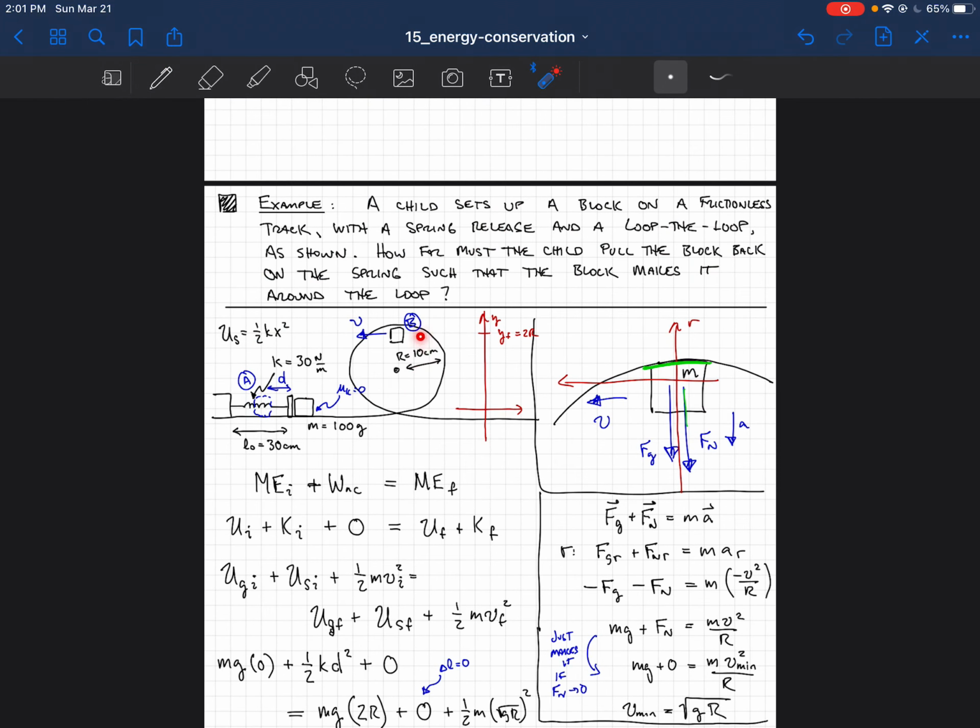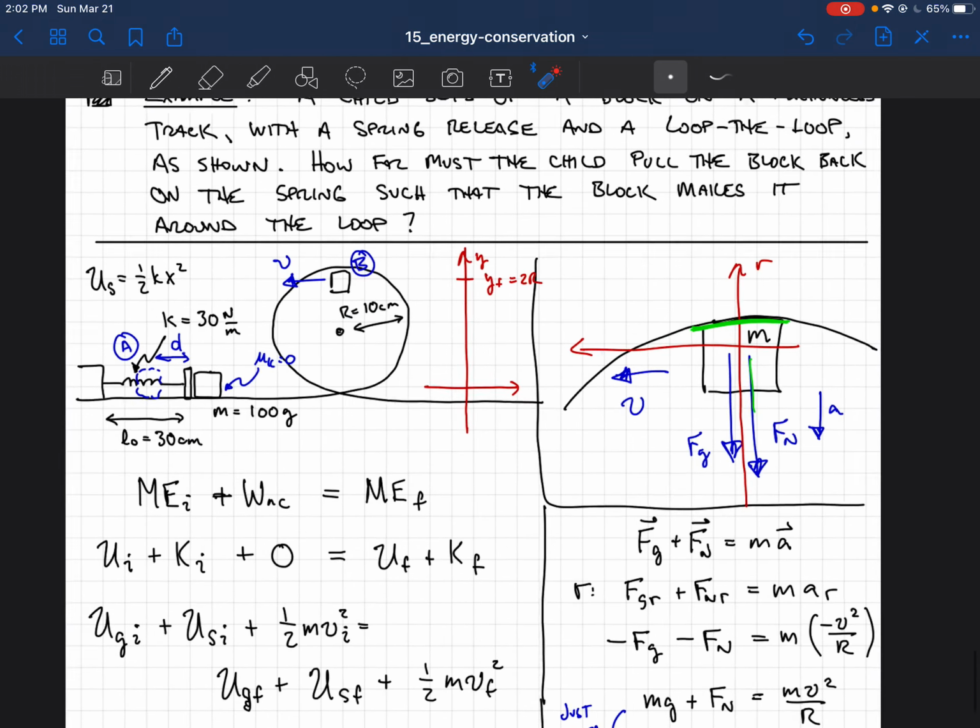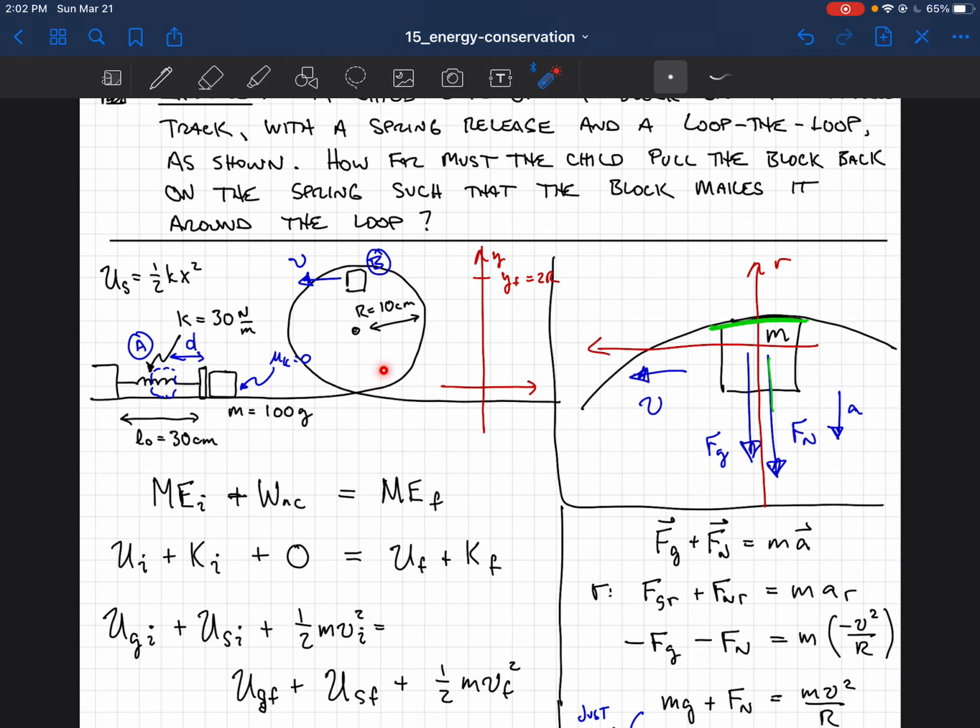So in order for the child to get the block to go around the loop, you have to compress the spring by 13 centimeters, and then due to this spring constant, it will shoot forward with some initial velocity, which we didn't even calculate because we're not interested in what happens in between. Given that initial velocity, it will make it up to here, and it will have the speed necessary so that the normal force does not break, or just barely breaks, and that means the block can go all the way around.